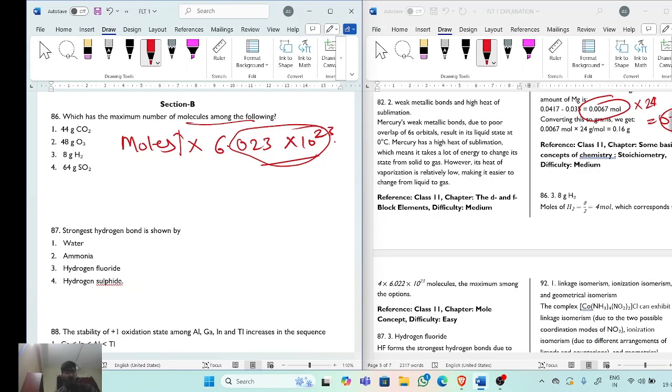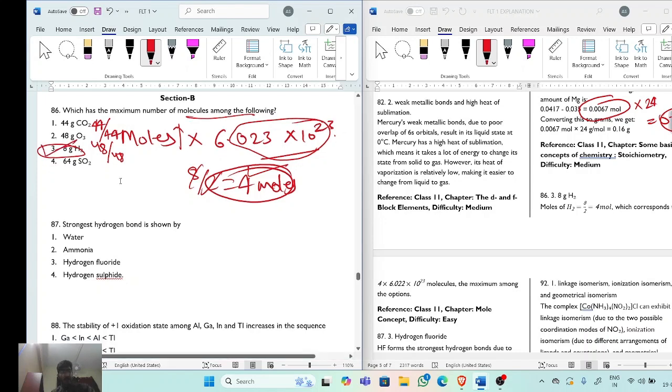First, for option A, it is 44 divided by the mass of CO2, which is 32 plus 12, which is 44. Now 48 divided by the mass of O3, which is 48. For option C, the given mass is 8 and the mass of hydrogen is 2, which gives 4 moles. Hence it has the highest number of moles, so it will definitely have the highest number of molecules as well. So option C is our correct answer.